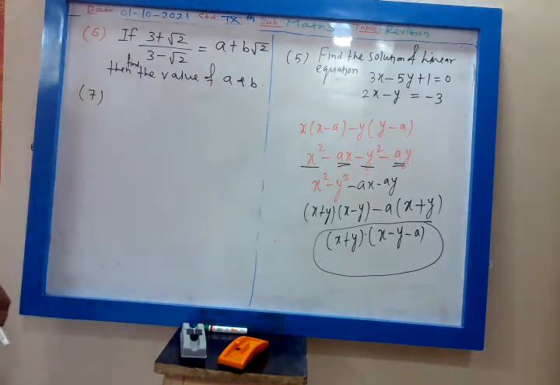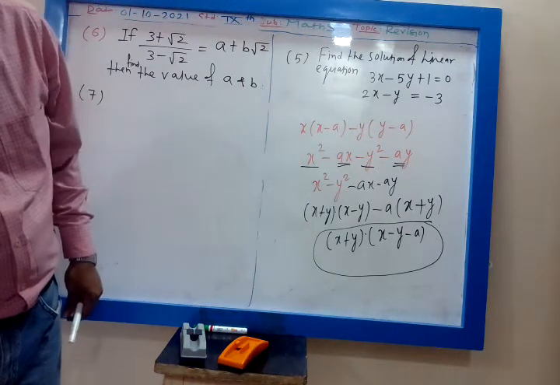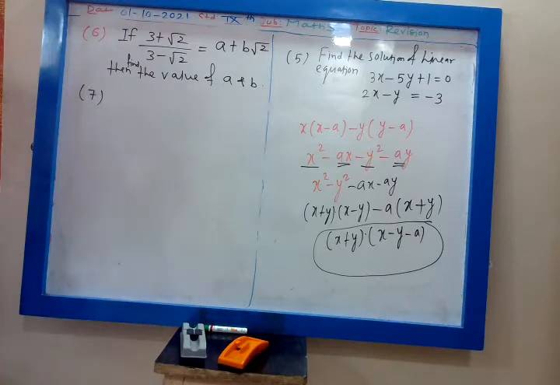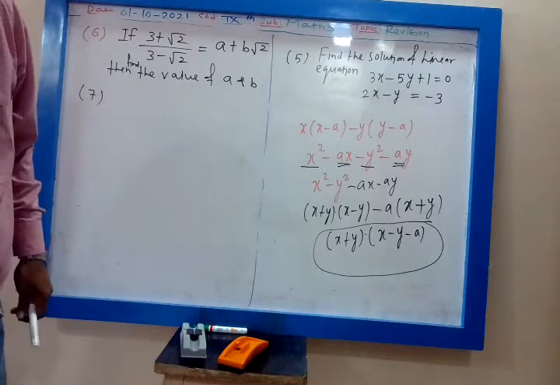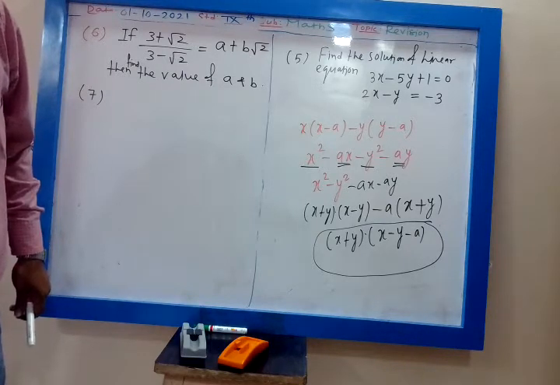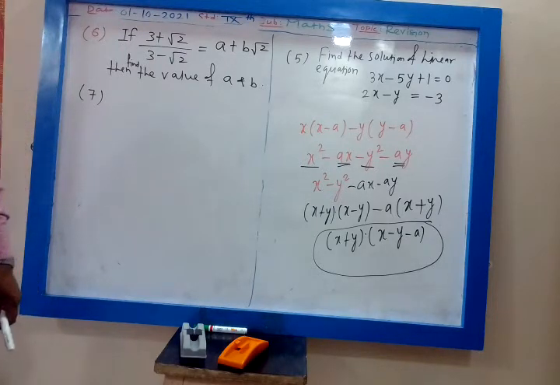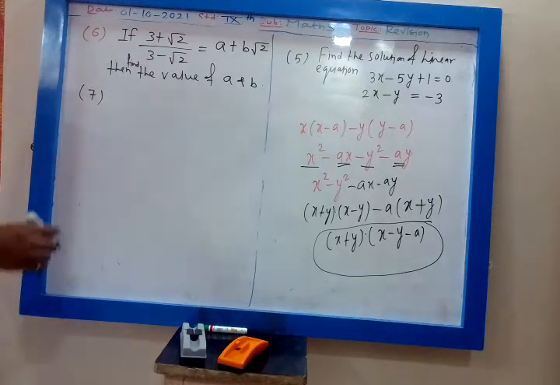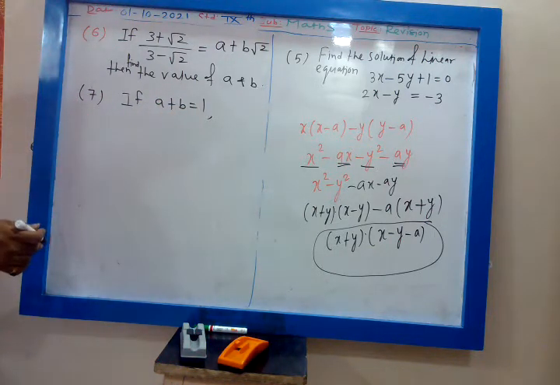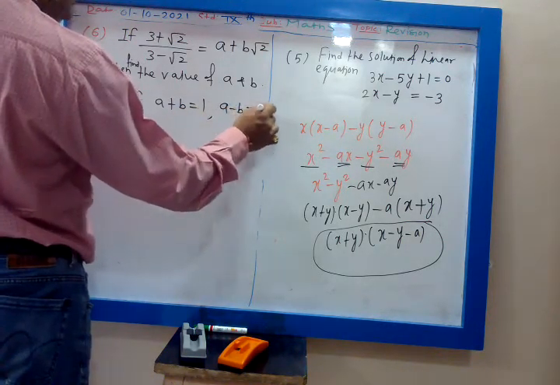Seventh one. If a plus b is 1, and a minus b is 7, find the value of ab.